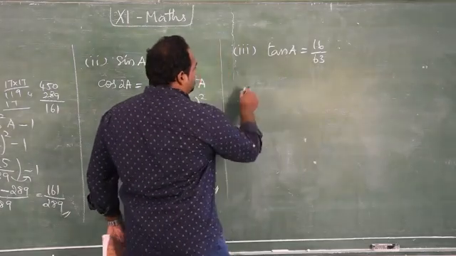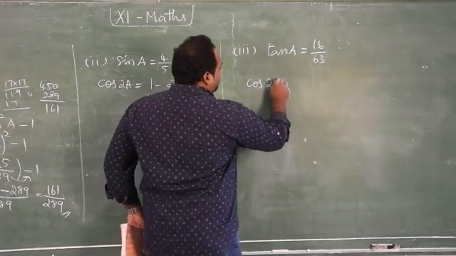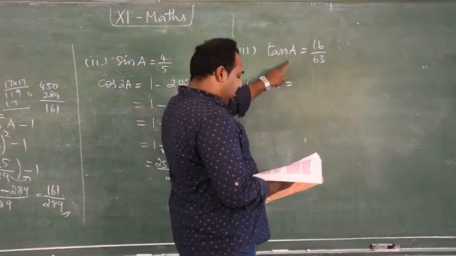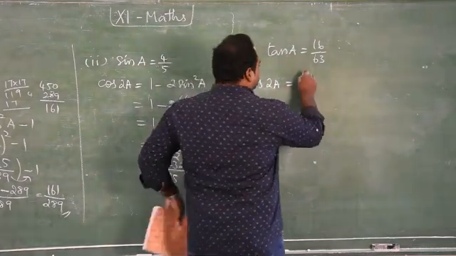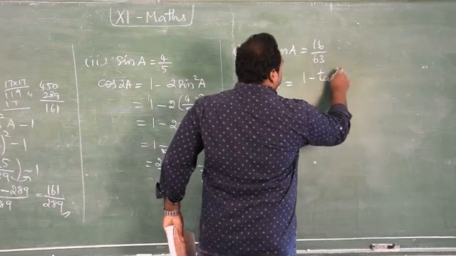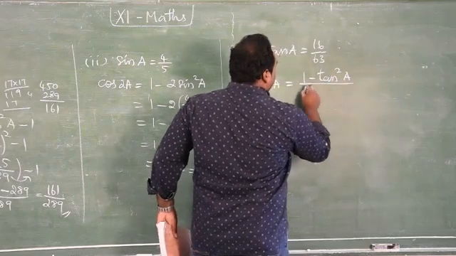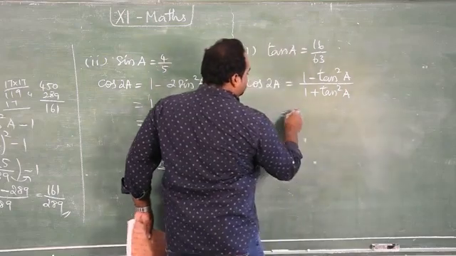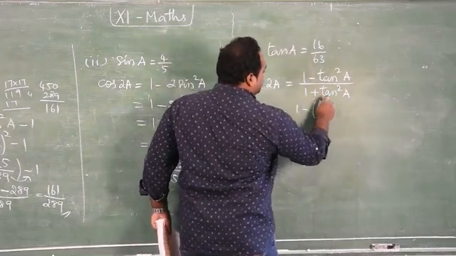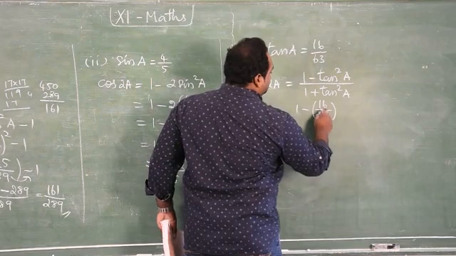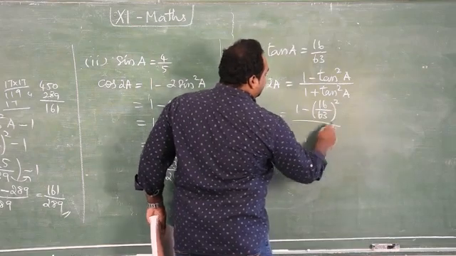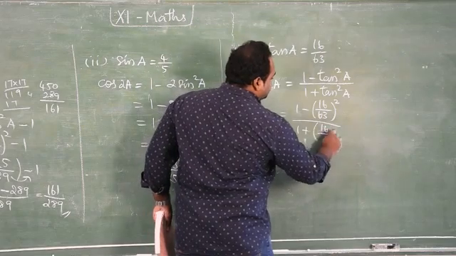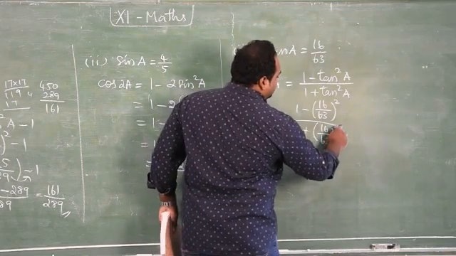So here for cos 2A we can use the identity. Here we have given tan A value. So what is the identity we have? 1 minus tan square A by 1 plus tan square A, the identity we can use. So 1 minus (16 by 63) whole square by 1 plus (16 by 63) whole square.